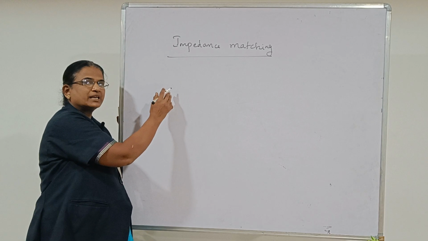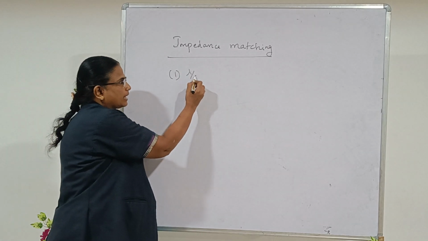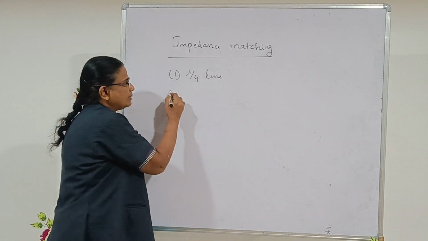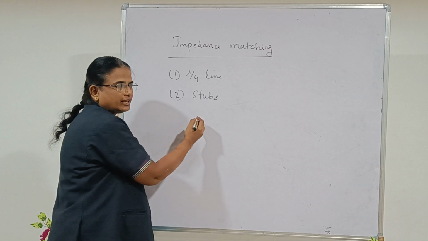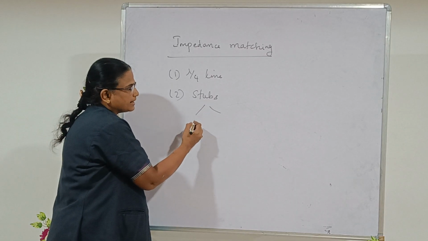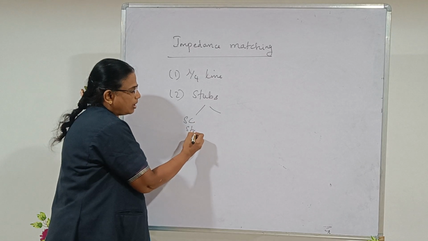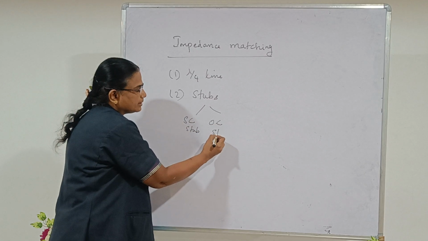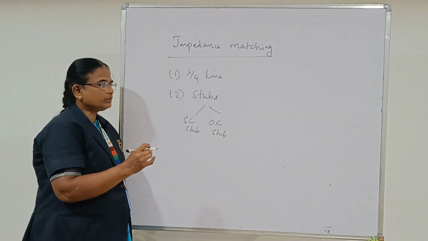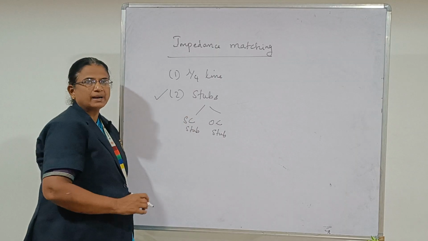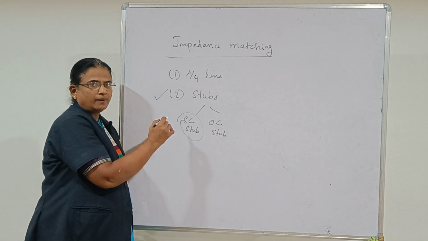Now there are two impedance matching devices. The first one is lambda by 4 line or quarter wave transformer, and the second one is stubs. Stubs are nothing but a section of a transmission line. It may be a short circuited stub or an open circuited stub. Now in this session we are going to discuss impedance matching using short circuited stubs.